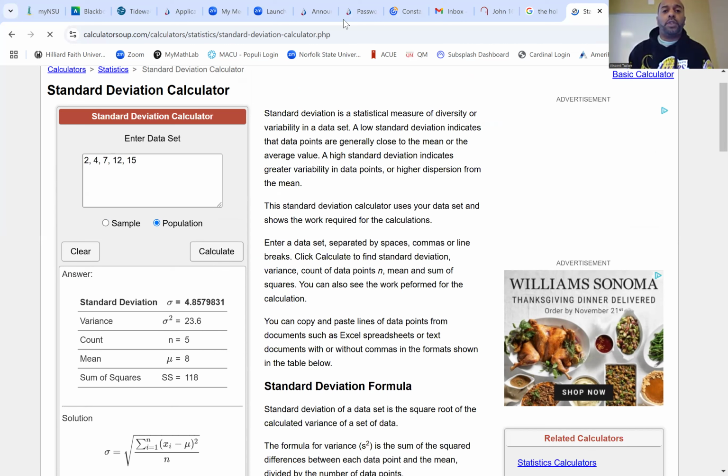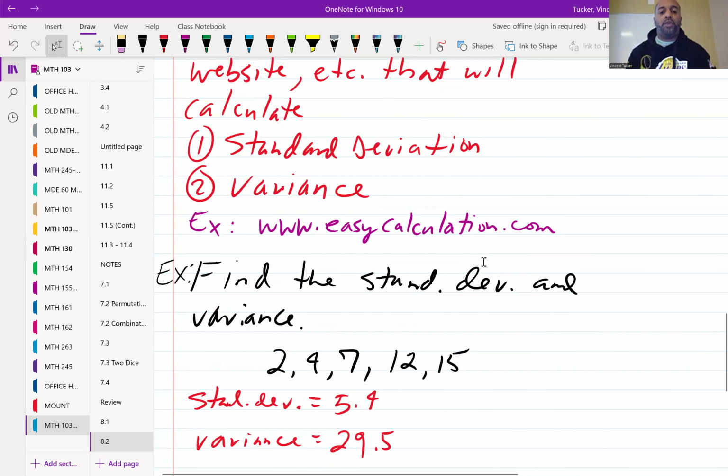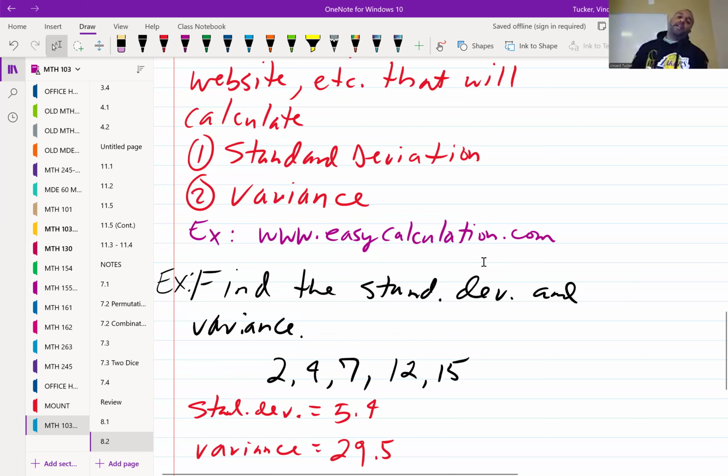All right, questions on that? All right, so that's it. That's 8.1 and 8.2. Next class, we'll get into 8.3, and then we'll talk about how we're going to move forward.